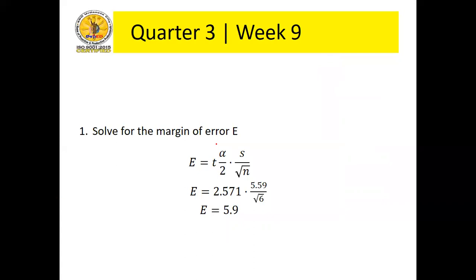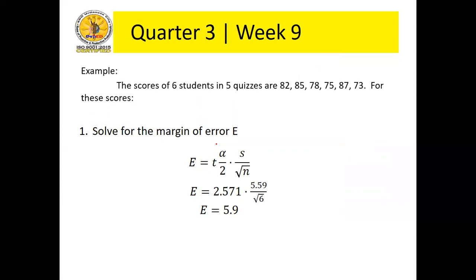Now, in order for us to solve, go back to the example: the scores of 6 students in 5 quizzes, 82, 85, 78, 75, 87, 73. Now solve for the value of the margin of error, or E. So how are we going to get the margin of error? We're going to use this formula, which is the critical value multiplied by your standard deviation over the square root of the sample size.